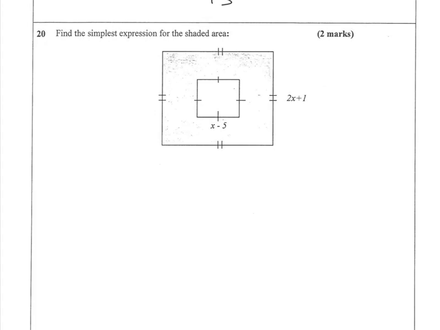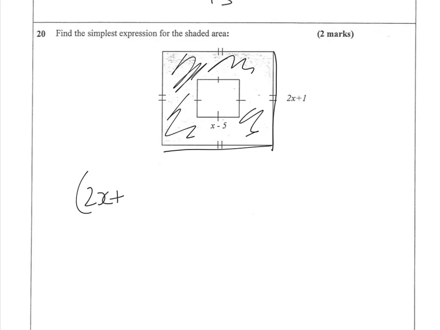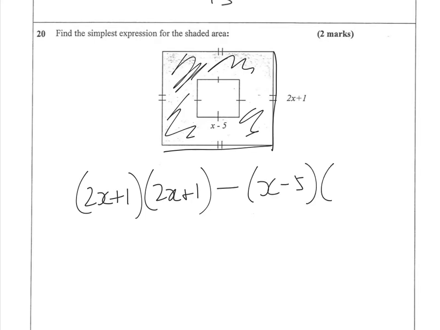Alright, shaded area. So the shaded area is the larger area, take away the smaller area. So they're squares. We know how to do a square: length times breadth. So the length is that, and the breadth is that. Take away the smaller square, which is the length times the breadth.